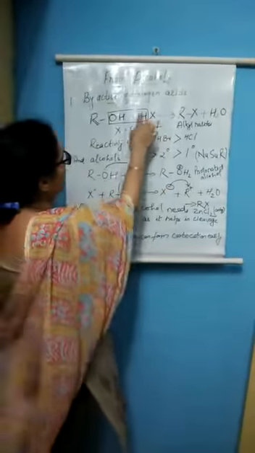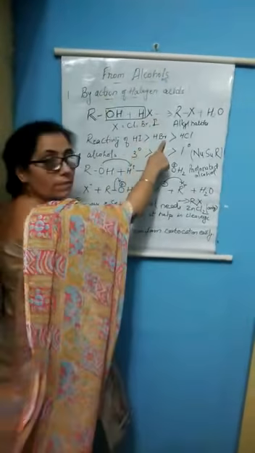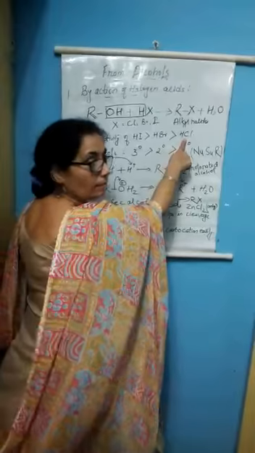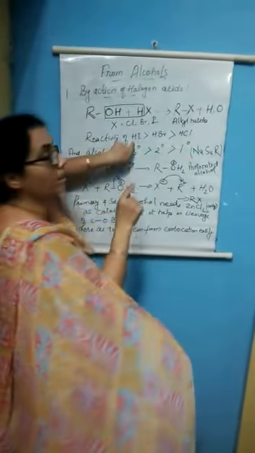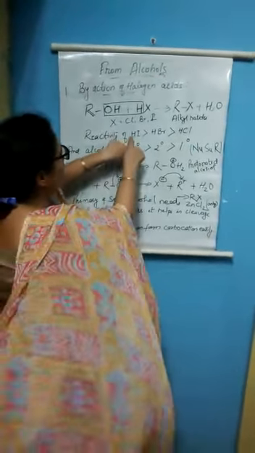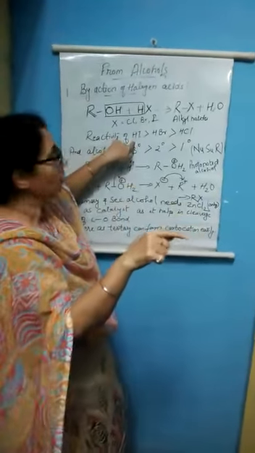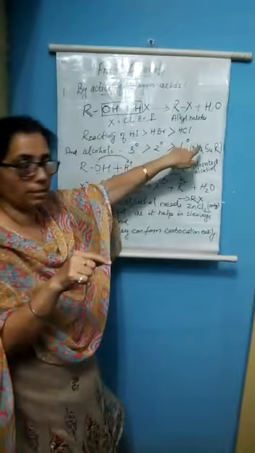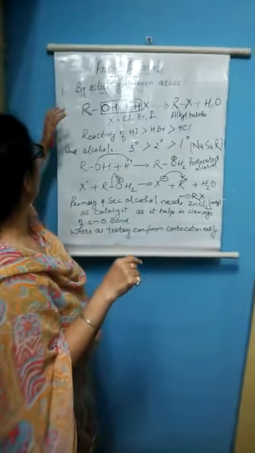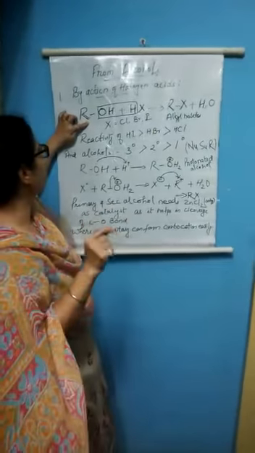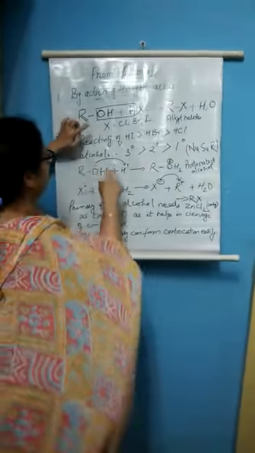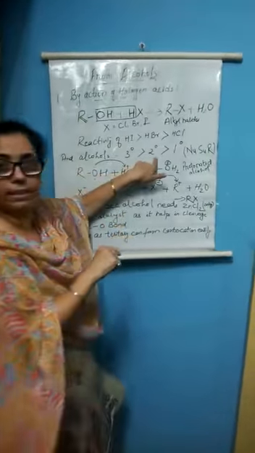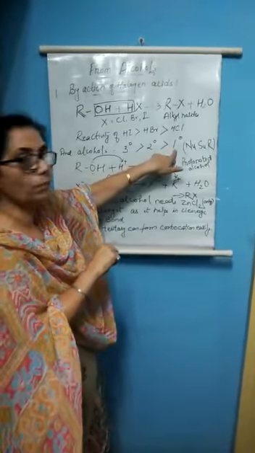Now out of these HX, HI is more reactive than HBr and then HCl. The reactivity of HI is greater because the bond length between hydrogen and iodine is bigger than in HBr and then HCl. Next, a question arises about the alcohol. Which alcohol is more reactive? Here, third degree is more reactive than second degree, which is more reactive than first degree.